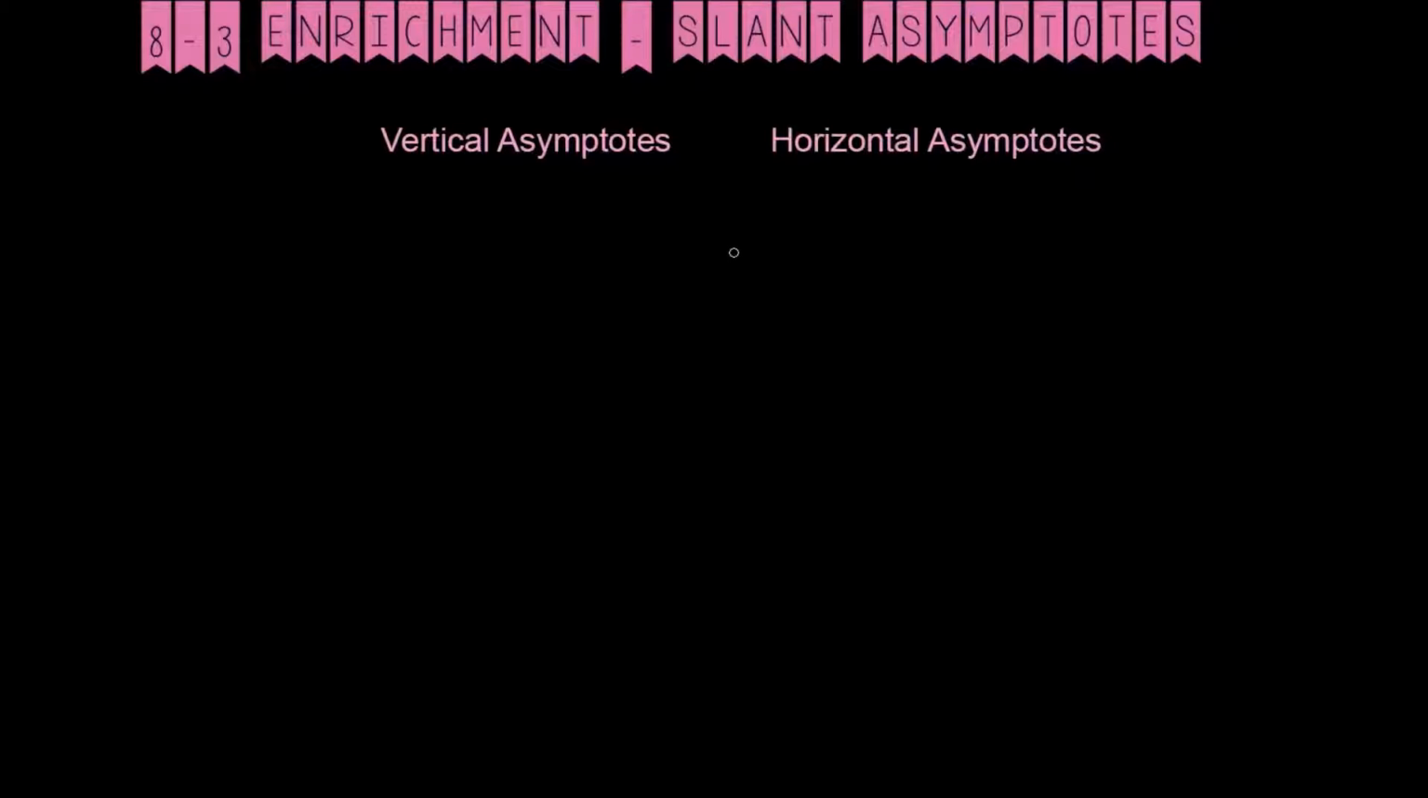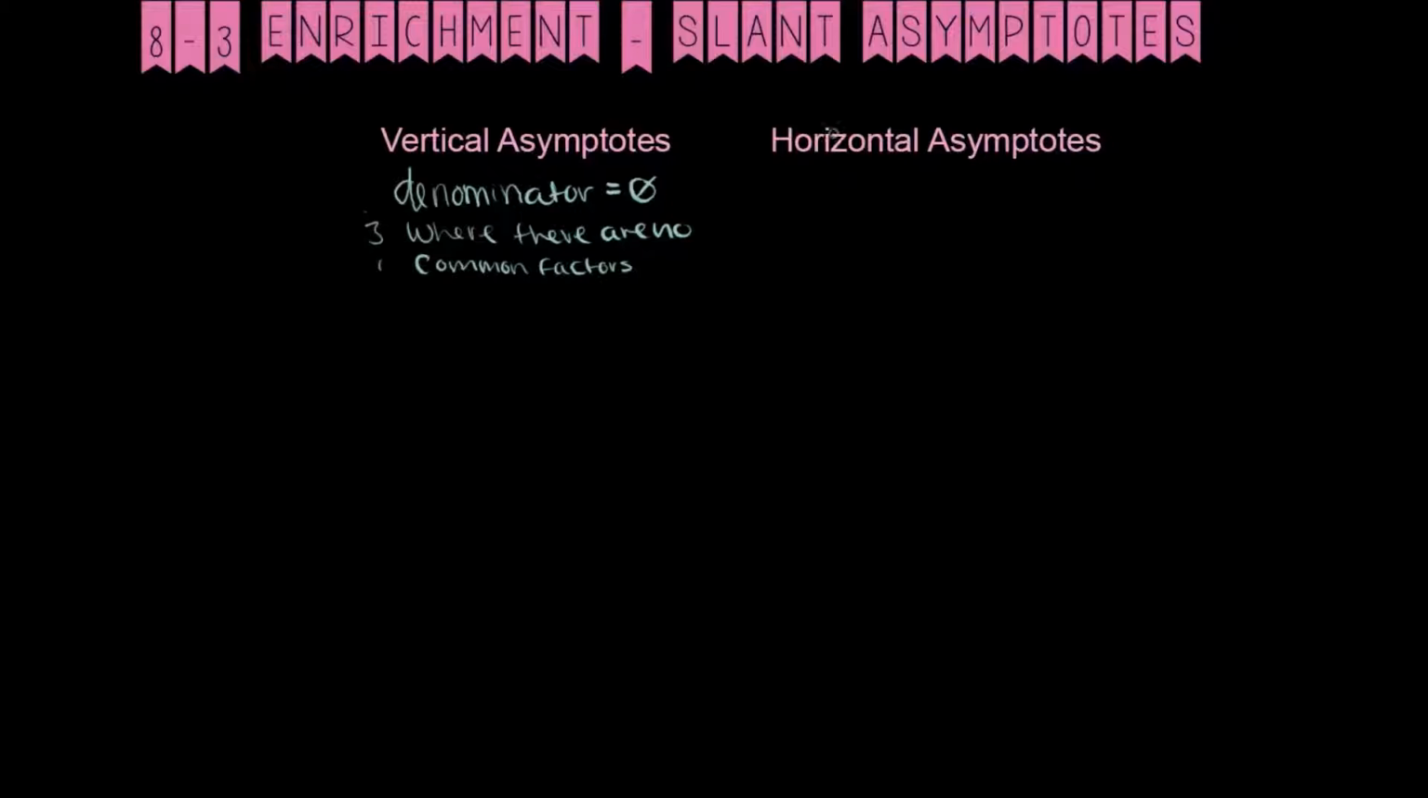Vertical asymptotes come from when the denominator is equal to 0 and where there are no common factors. Right? So if we had a common factor in the numerator and denominator, they would cancel out and create a hole instead of a vertical asymptote.